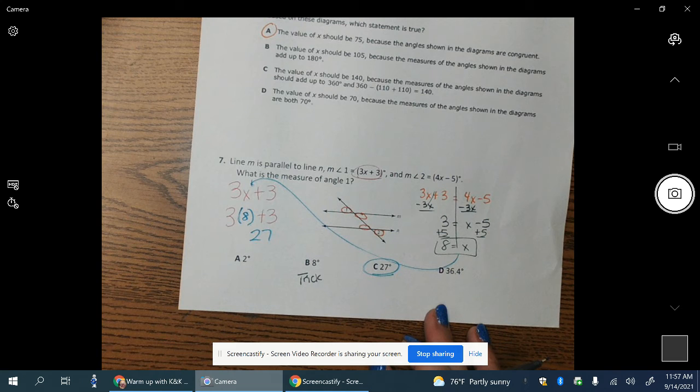Answer C. All right, on the back, number 8. We're almost done with notes. I'm tired.